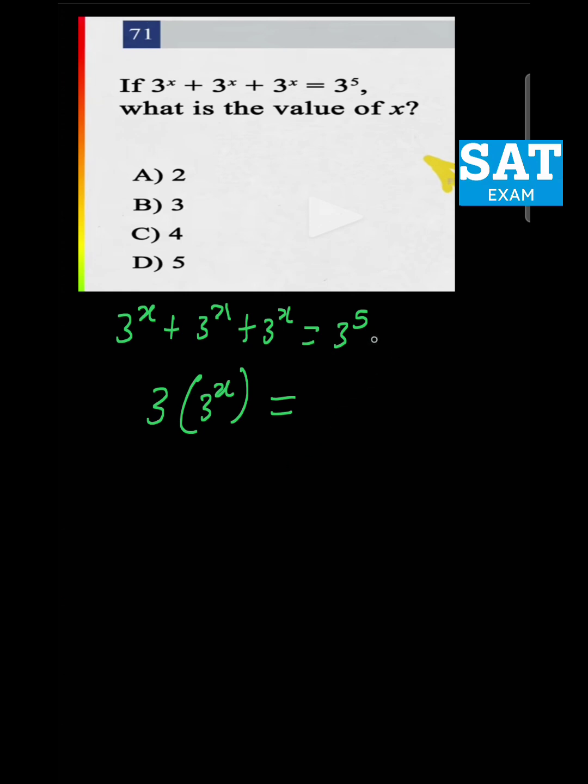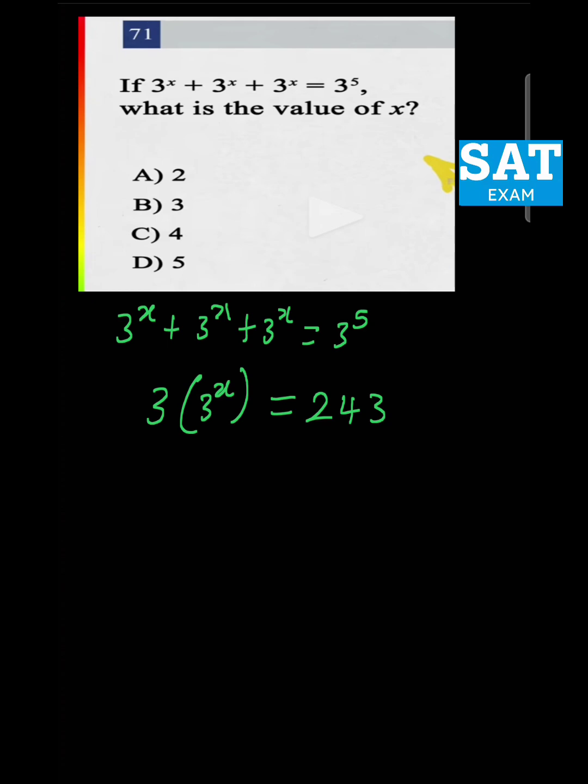So this is going to be the same as what? 3 times 3 times 3 times 3 times 3. So 3 times 3 is 9. 9 times 3 is 27. 27 multiplied by 3 is 81. Then 81 multiplied by 3 is going to give us 243. So that is what we mean by 3 raised to the power of 5.